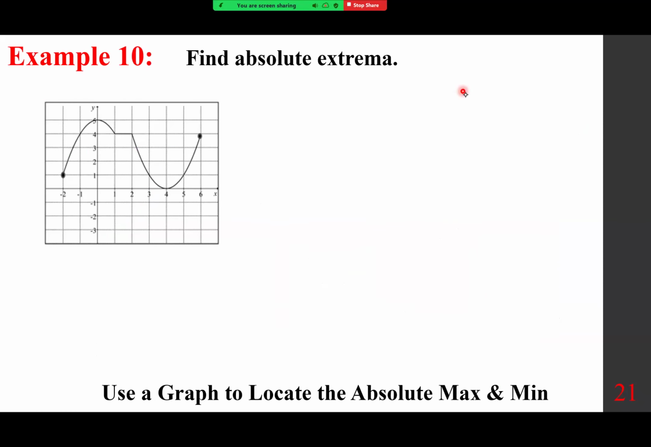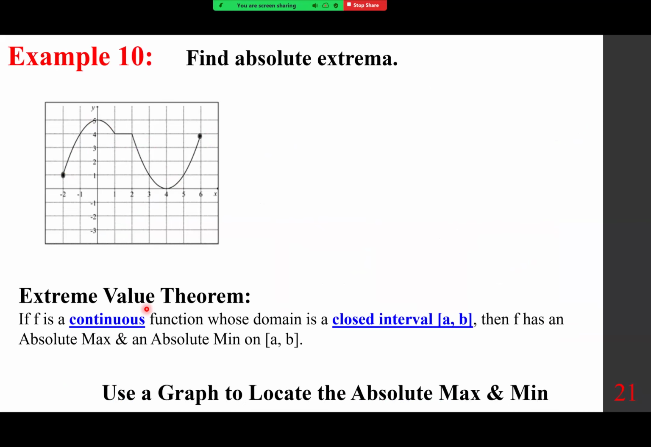Find absolute extrema. Well, the graph starts from here and ends here. So here's the extreme value theorem, which is extremely important. If f is a continuous function, and this is a continuous function, whose domain is a closed interval from a to b, so it's closed from -2 to 6, so this a to b for this one is -2, 6, then f has an absolute max and absolute min on the interval from a to b. Use a graph to locate the absolute max and min.